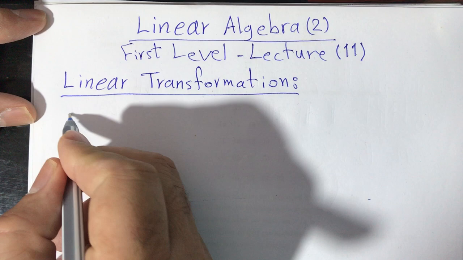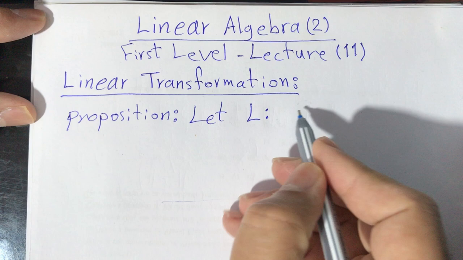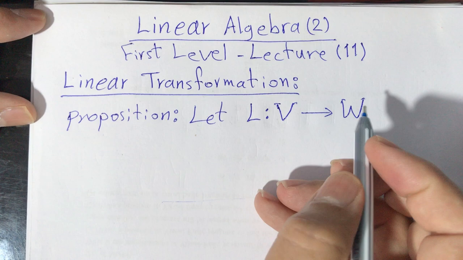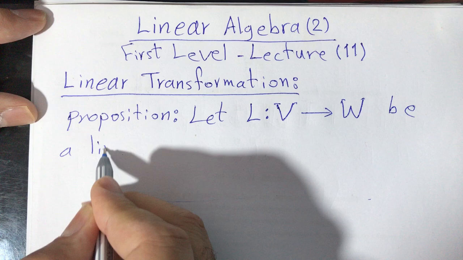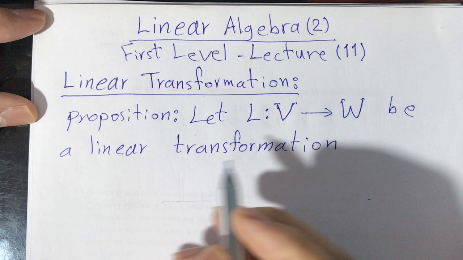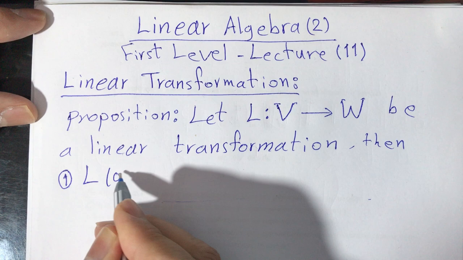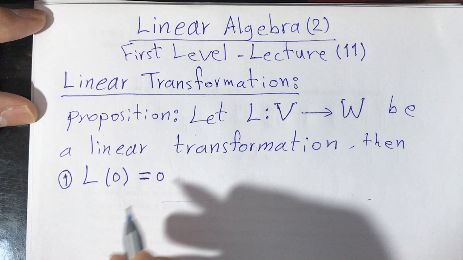Proposition. Let L from V into W be a linear transformation. Then, number one, L of 0 is equal to 0. It is always true for a linear transformation.